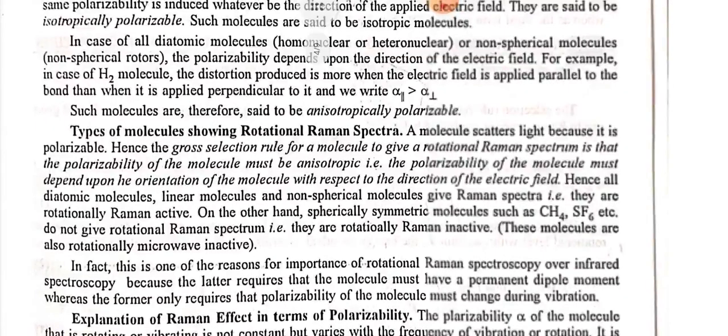In the case of all diatomic molecules, homonuclear or heteronuclear, or non-spherical rotators, the polarizability depends upon the direction of the electric field. For example, in the case of the H2 molecule, the distortion produced is more when the electric field is applied parallel to the bond than when it is applied perpendicular to the bond, and we write alpha parallel greater than alpha perpendicular. Such molecules are therefore said to be anisotropically polarizable.